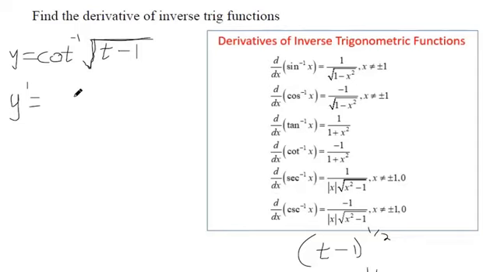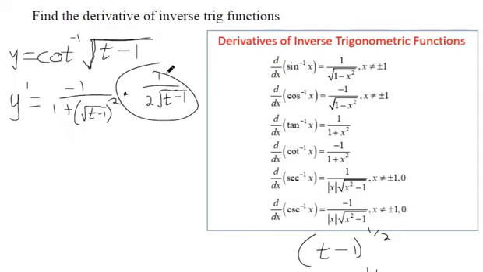So let's plug everything in where it's supposed to go into the derivative of the inverse cotangent. So that's 1 plus square root of t minus 1, that's being squared. And then we need to multiply it by 1 over 2 square roots of t minus 1 because of the chain rule. Derivative of the innermost function right here.